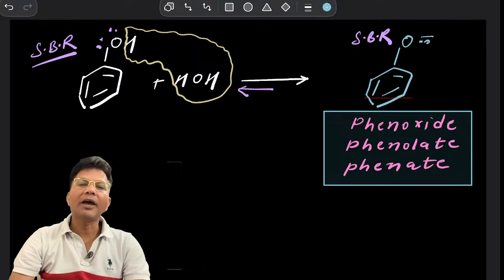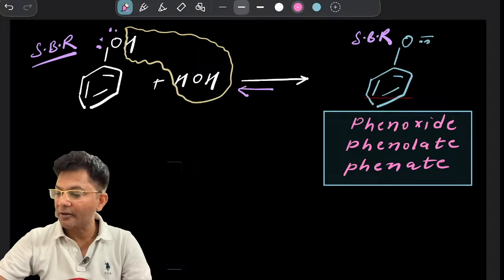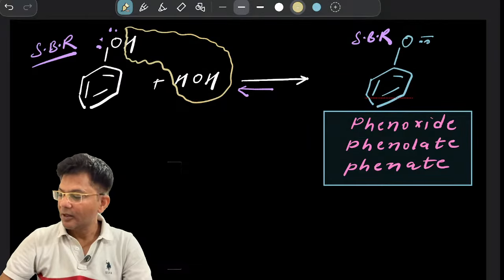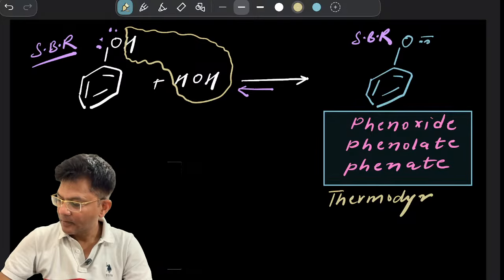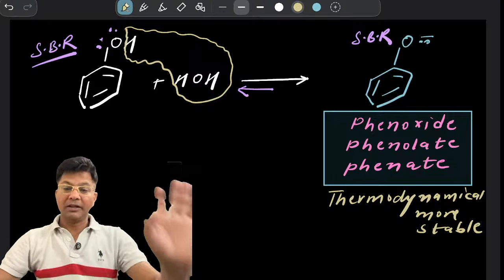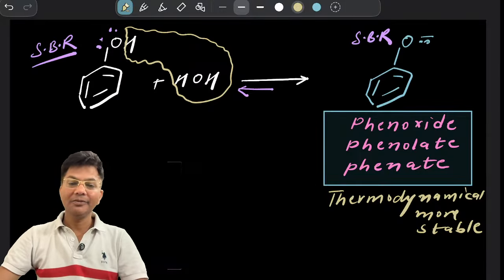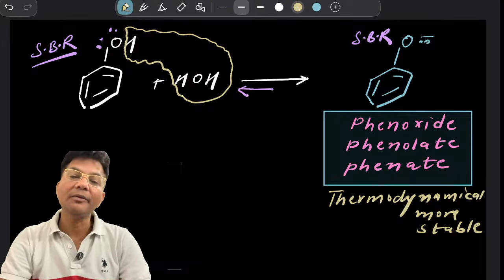Now, thermodynamically, phenoxide is more stable. What is the meaning of this? That phenoxide is thermodynamically more stable, kids. What is the meaning of this? That means thermodynamics is saying that whatever time it is going to take, how much time it takes is another thing, but phenoxide will be more stable.